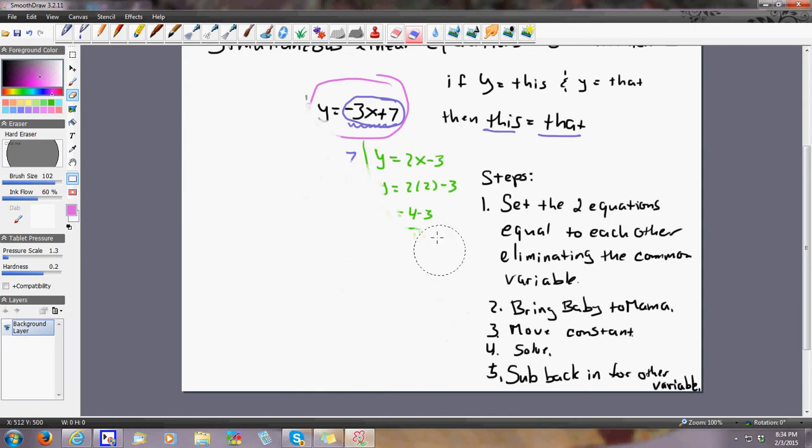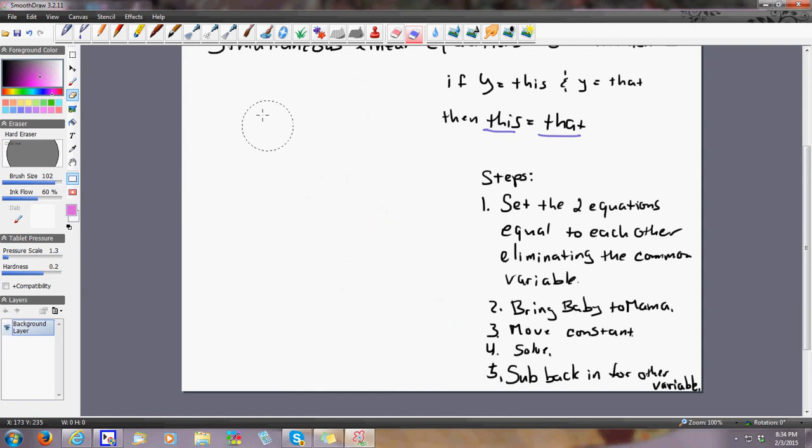Now, I'm going to do two more. And here we go. Let's take a look at this one. So if I had y equals negative 2/3 x minus 4, and y equals 1/6 x minus 9. So the first thing I'm going to do is I'm going to get rid of my y's.